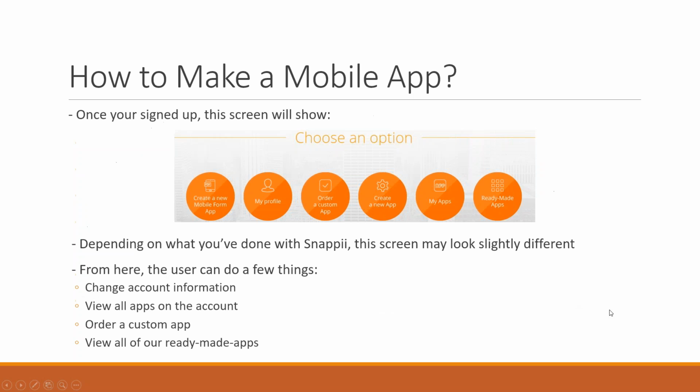So once you click the sign up button and you fill out the information, this is the next screen you're going to see. It's going to look something like this, but it might look a little bit different depending on what you've done on the Snappy website so far. This gives you access to change certain things. For example, if you click on My Profile, you'll be able to change your account information. My Apps will show you all the apps on your account. You can order a custom app through here, or view all the templates that I was talking about before. So it gives you some options there on what you can do once you make an account.